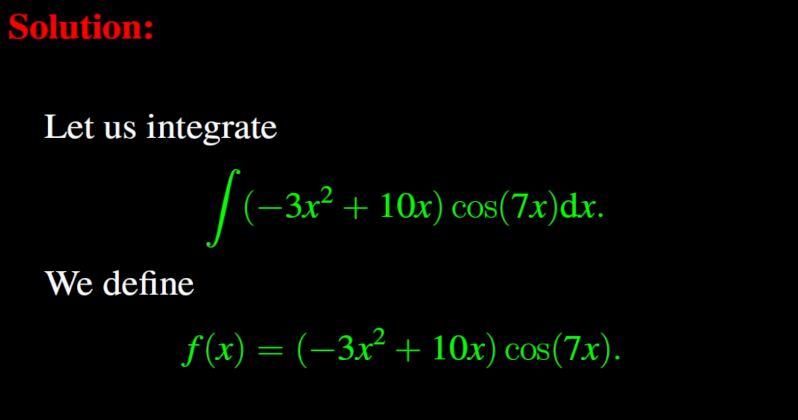At first glance we easily see that the function we have to integrate is a product of a nonlinear function, cosine of 7x, with a polynomial function, minus 3x squared plus 10x. Occasionally, when you are faced with this type of complex integration problem, you have to adopt the appropriate strategy that will help you simplify the problem and find the antiderivative efficiently.